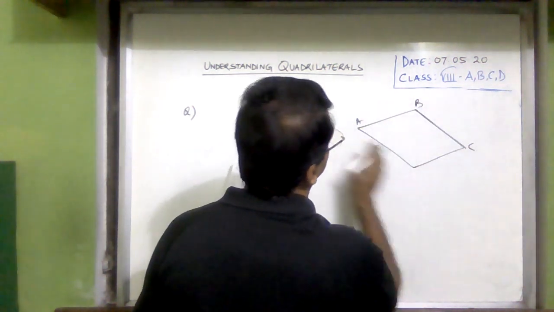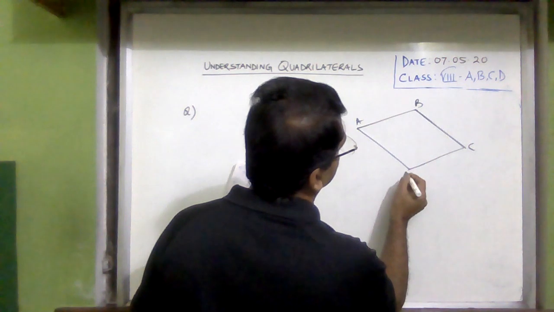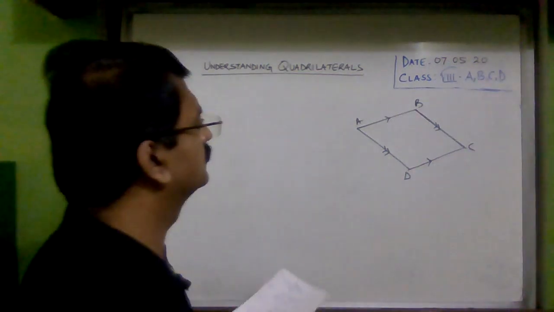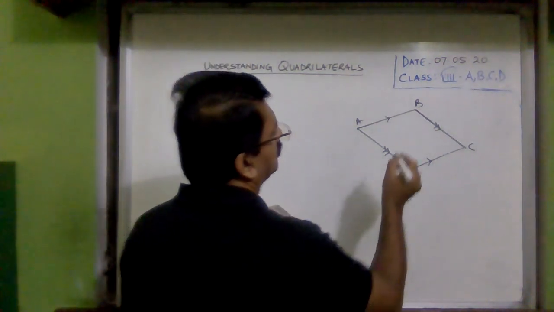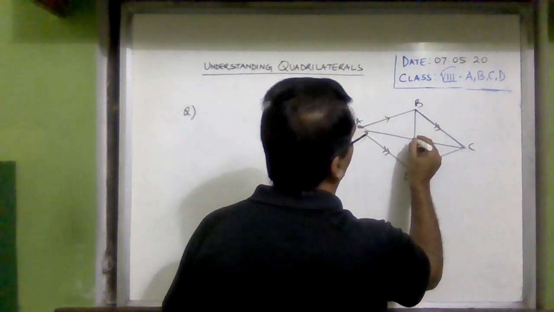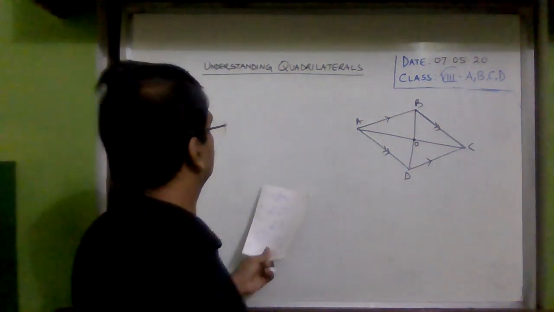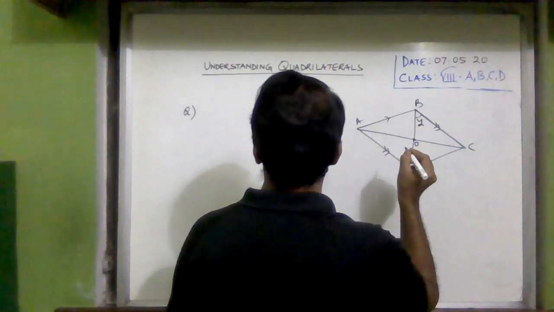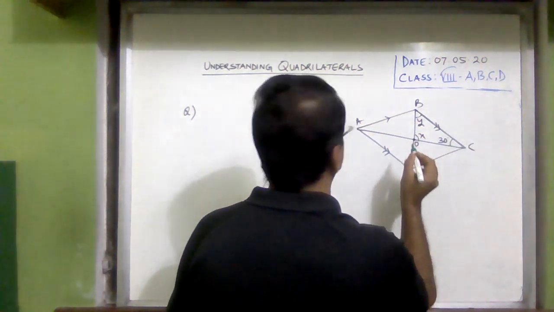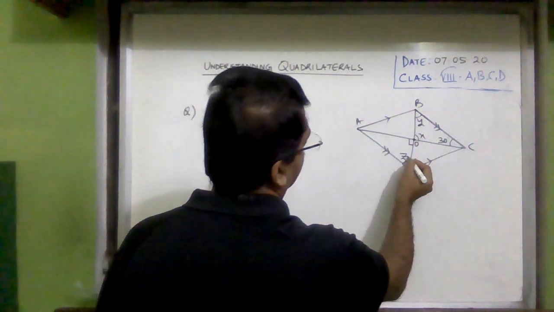ABCD is a parallelogram like this, and the diagonals BD and AC, they meet at point O. Now this angle they have given Y, this angle they have given X, this angle they have given 30 degree, this angle they have given 90, and this angle they have given Z.